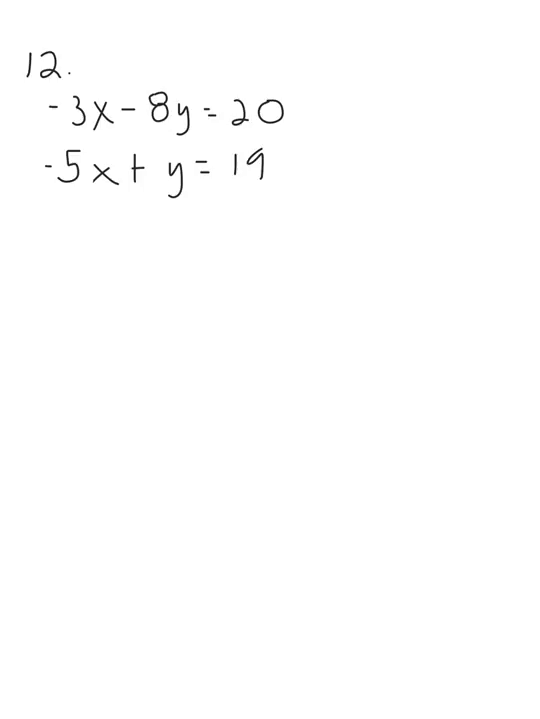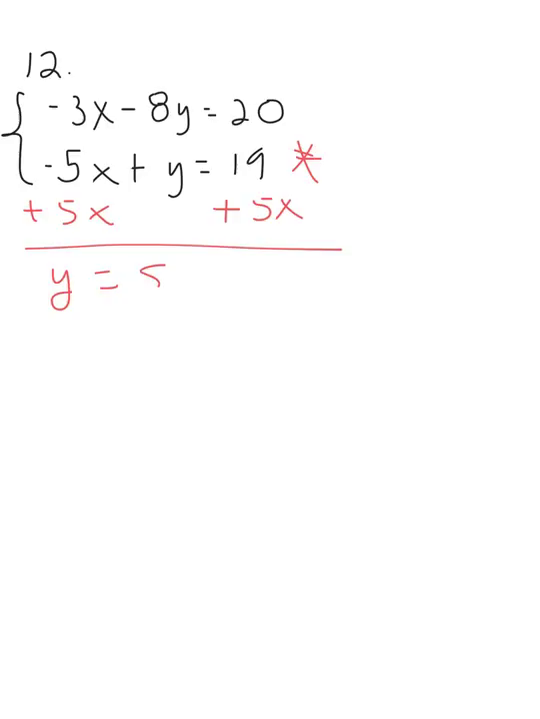Number 12 is negative 3x minus 8y is 20, and negative 5x plus y is 19. So we need to get y by itself so we can do some substitution. So let's work with this system here. If we add 5x to both sides, you're going to get y equals 5x plus 19.